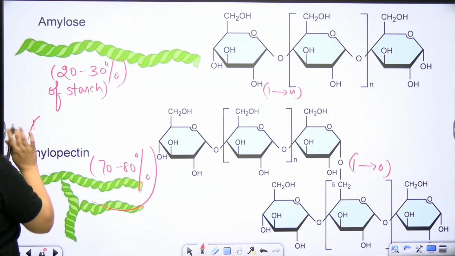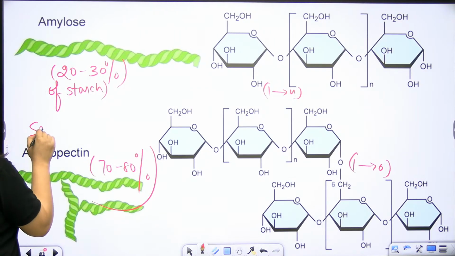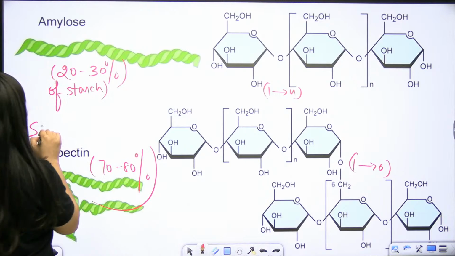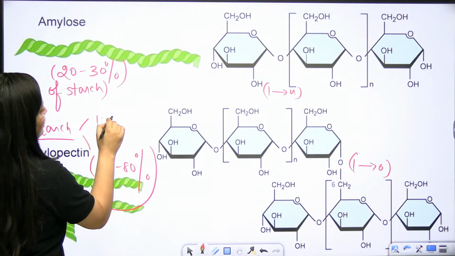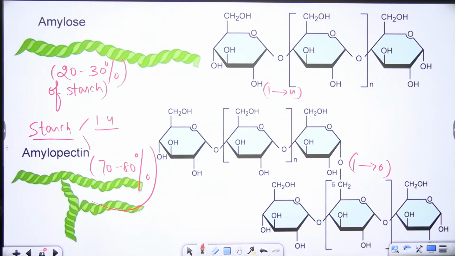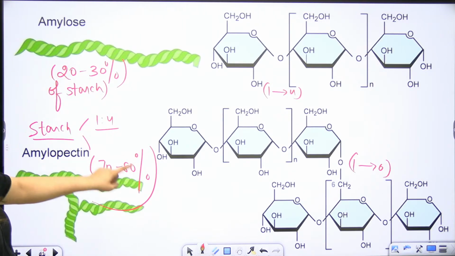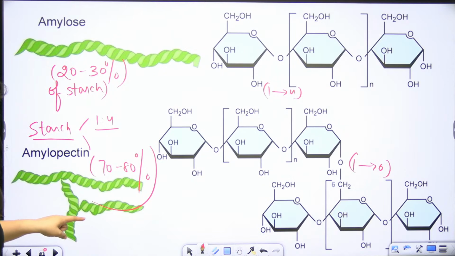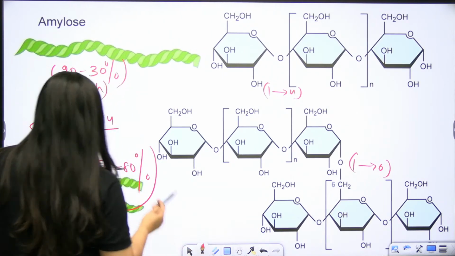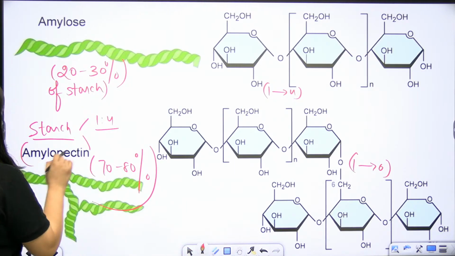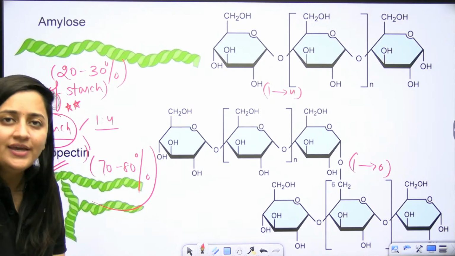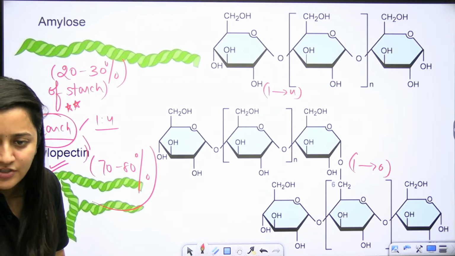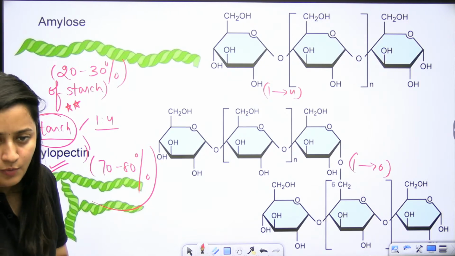So we can say that in the case of starch, the ratio of amylose and amylopectin is 1:4. Isn't it? So the major portion is of this branched amylopectin. All in all, we say that starch is a branched homopolysaccharide. Clear? It's a branched homopolysaccharide.